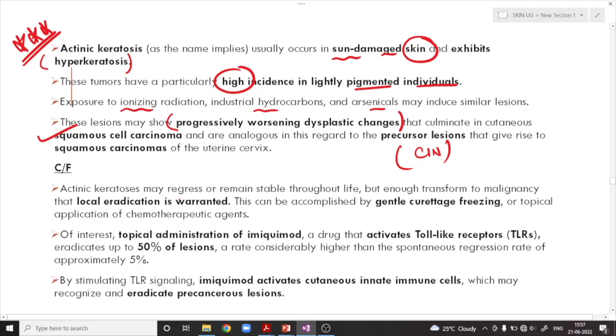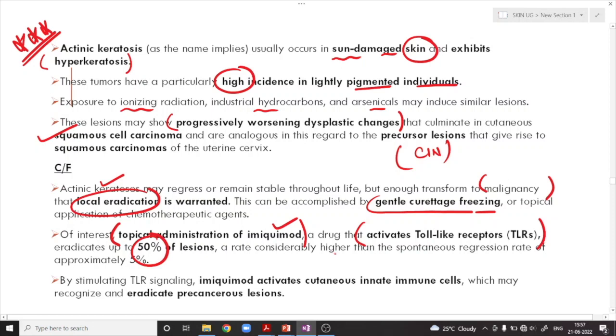Clinically, actinic keratoses may regress or may remain stable throughout life, but many can transform to malignancy. That is why local eradication is a must for this particular lesion. So if a diagnosis of actinic keratosis is made, you should remove that lesion, because many cases transform into malignancy. How can you remove it? You can carry out a gentle curettage and freezing, or topical application of chemotherapeutic agents. Of interest, topical administration of a drug called imiquimod, a drug that activates the toll-like receptors, can eradicate 50% of all these lesions.